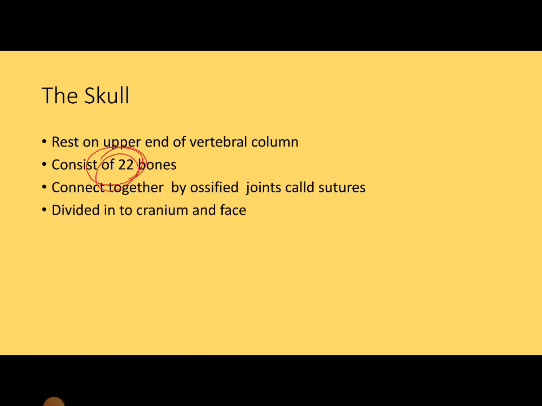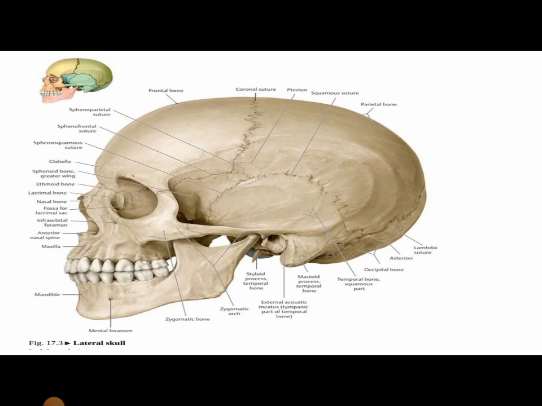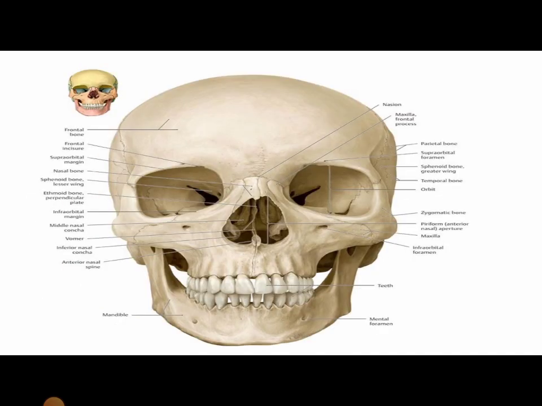The skull is divided into two parts, cranium and face. This is the picture of a skull. You can see various bones and various parts. This is again a frontal view of the skull.